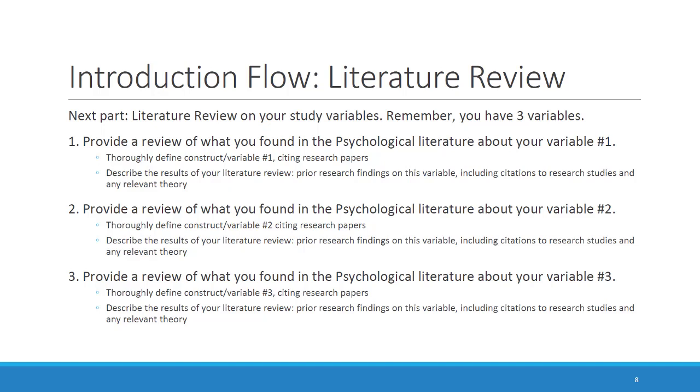So you're having these 3 sections of your outline where you're providing a definition for the variable with citations and the results of your literature review. So what did you find in terms of this particular study variable? What are some of the major things that predict this variable? Or what are some of the major outcomes of this variable? What does this variable relate to? Same with your other 2 study variables.